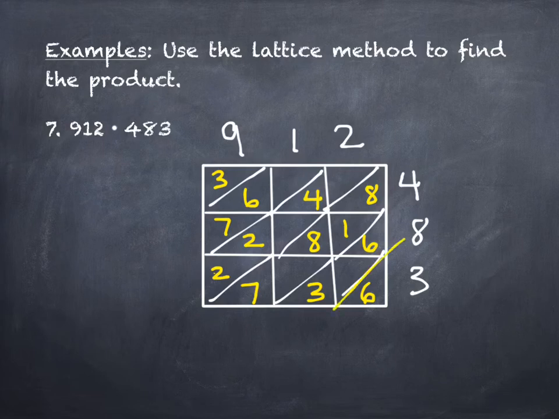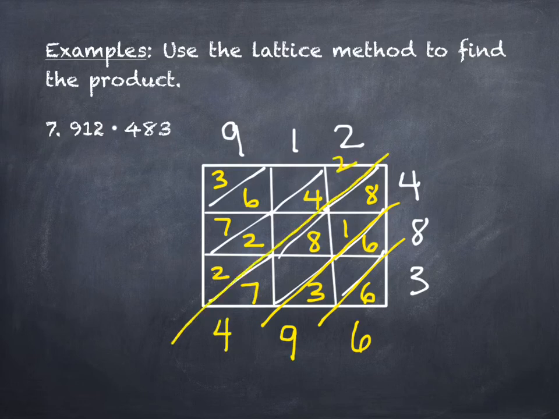Bottom diagonal. 6 is 6. 6 plus 3 is 9. 8 plus 1 plus 8 plus 7 is 24. Good job. There's a 2 and a 4. I carried the 2 and I wrote down my 4. 2 plus 4 plus 2 plus 2 is 10. Write down my 0 and carry my 1.